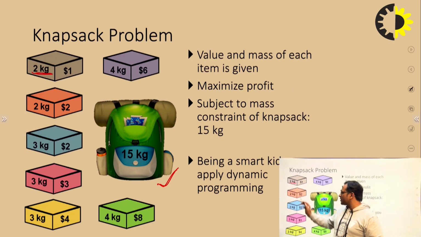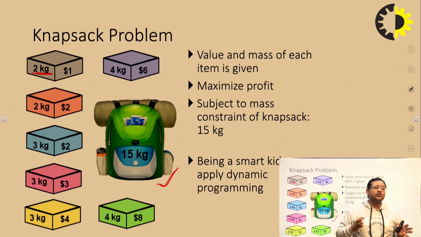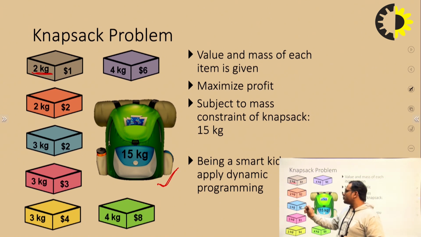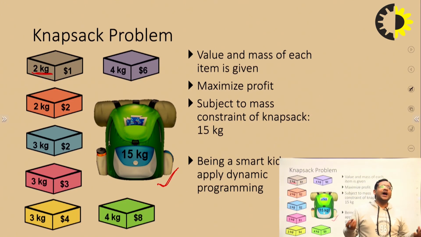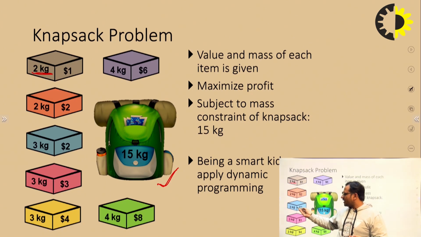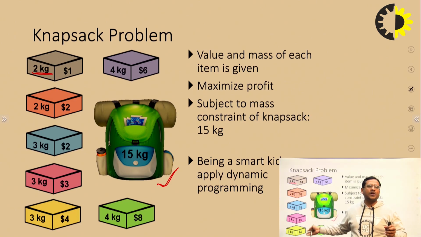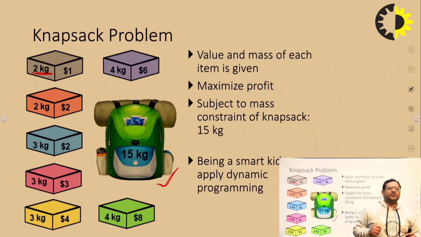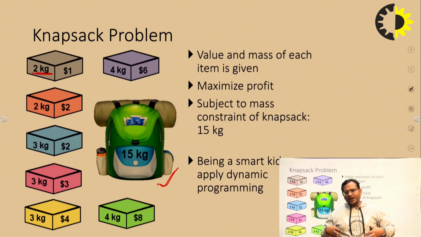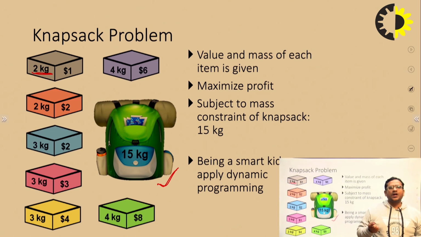So 2 kg, 2 kg, 3 kg, 3 kg, 3 kg, 4 kg, and parallelly the profit is also given. The profit is $1, $2, $2, $3, $4, $6. It totally depends on the items. You can see 3 kg, 3 kg, 3 kg: the items have the same mass, but the profit is different, either $2, $3, or $4. So it is up to the student to find out how to select the items to get the maximum profit.